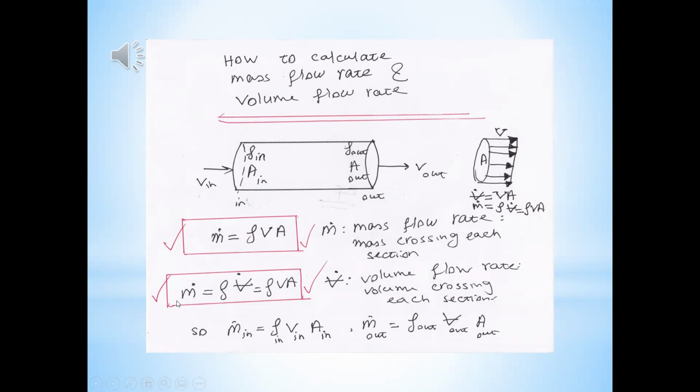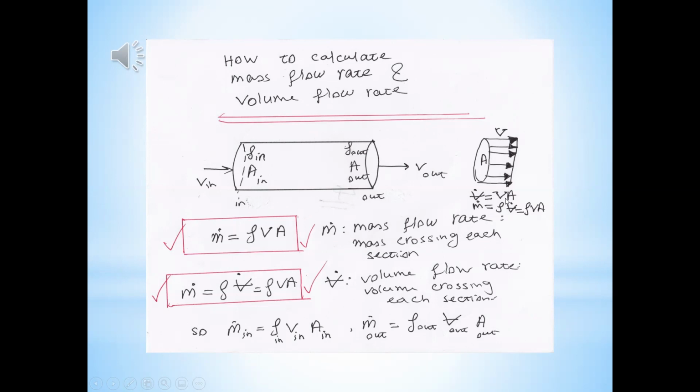So basically mass flow rate is density times volume flow rate. The very same way we say mass is density times volume. Mass flow rate is density times volume flow rate, and volume flow rate is VA. We assume that velocity is uniformly distributed over this section. If it's not uniform, you should take the average and use the average in this formula. So it's going to be V bar. We consider the average velocity.